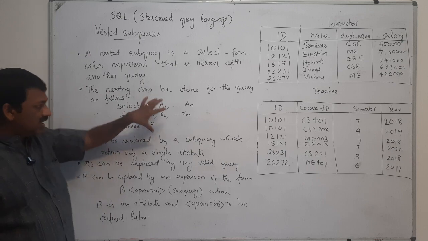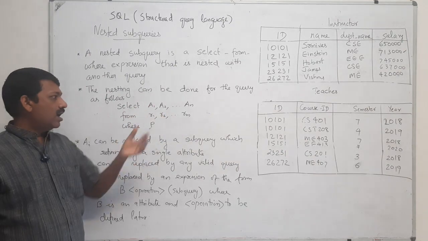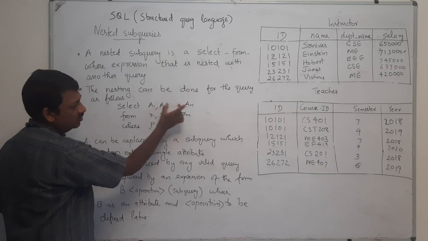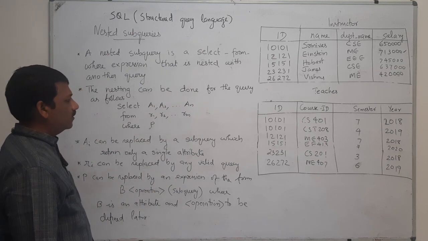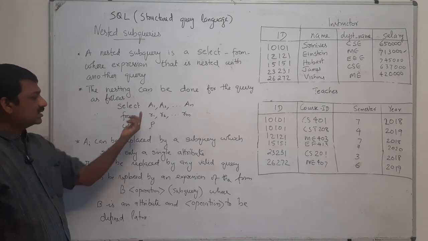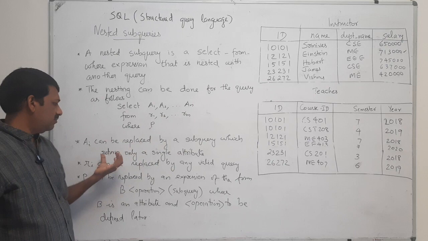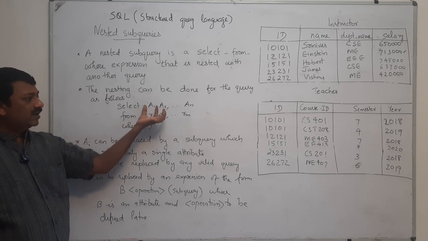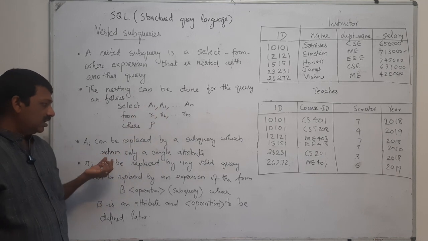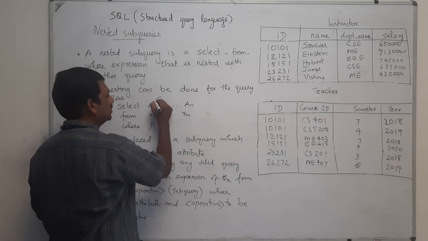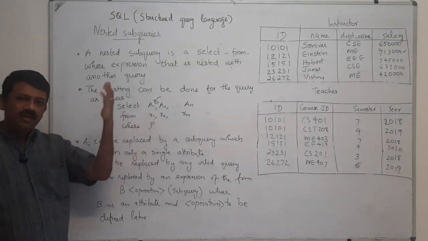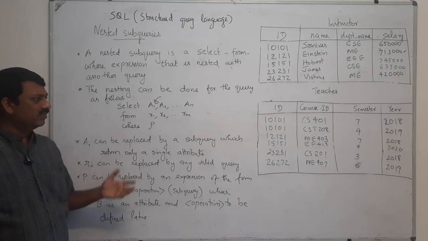Suppose that this is a query, and in this query a1 is an attribute, a2 is another attribute, and an is another attribute. Now this a1, a2, etc. up to an can be replaced by a subquery which returns only a single attribute. That means if a single attribute is returned by a query, then you can insert that here. That is one of the insertion points. Usually such kinds of queries are not commonly used in our examples.